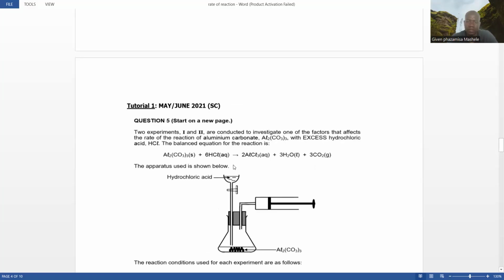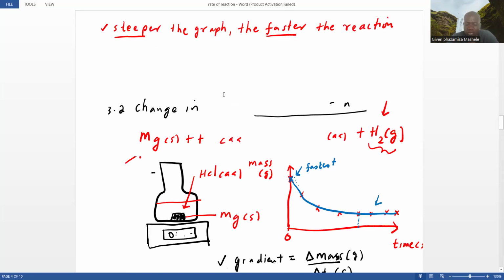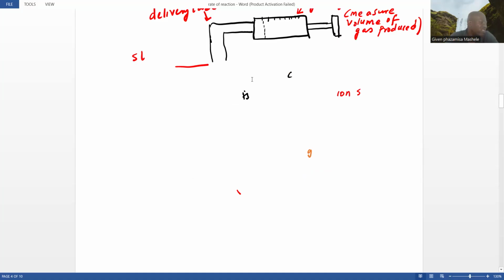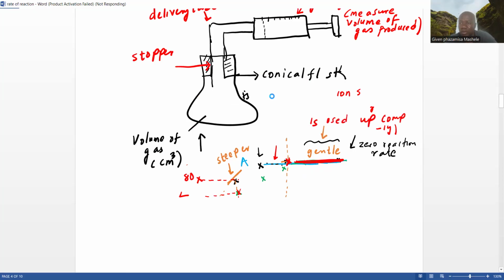What I'll do, let me try to summarize this, then I'll create part 2 of the video. In terms of what we said, we defined the rate of reaction. We said the rate of reaction is the change in concentration of the reactants or product per unit time, or you can define it as the rate of change in concentration of the reactants or product.